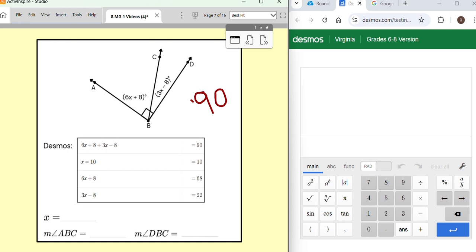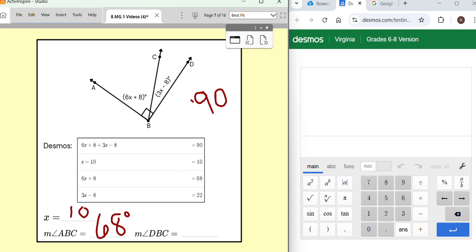So, in the calculator, we typed both those angles and added them together: 6x plus 8 plus 3x minus 8. And we found that the solution for x is x equals 10, which made those two angles together equal 90. Now, if they ask for x, you tell them x is 10. But if they ask for the measure of ABC, you have to put that in your calculator and see what it gives you, which is 68 degrees.